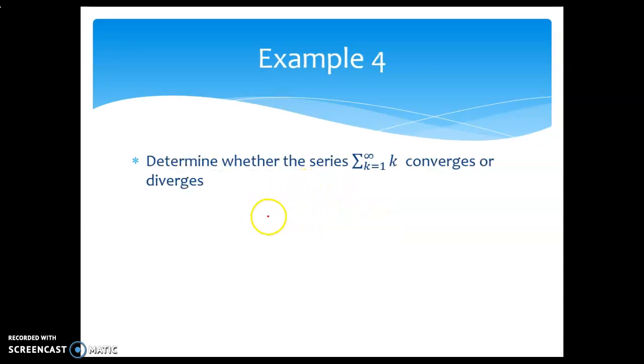And then for this type of series, the summation S of n can be given as n times n plus 1 over 2. That's S of n of this. Then if we take the limit as n goes to infinity of n times n plus 1 over 2, this should be equal to infinity. That means this series diverges.